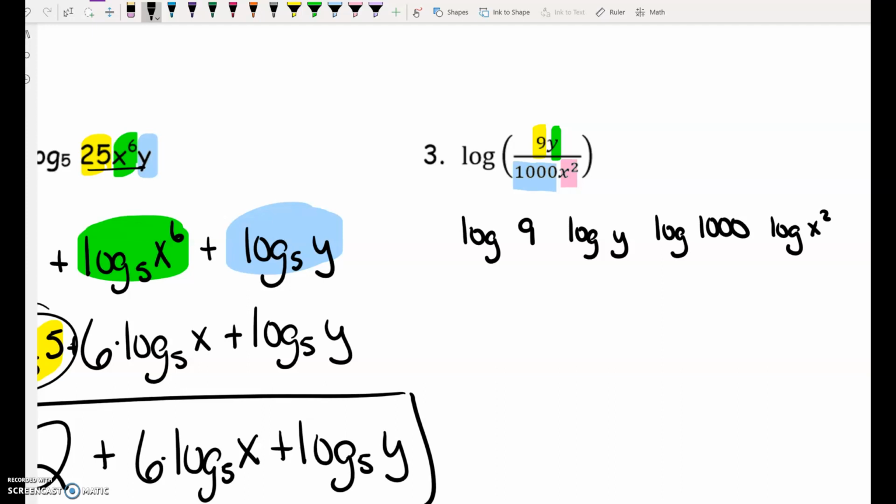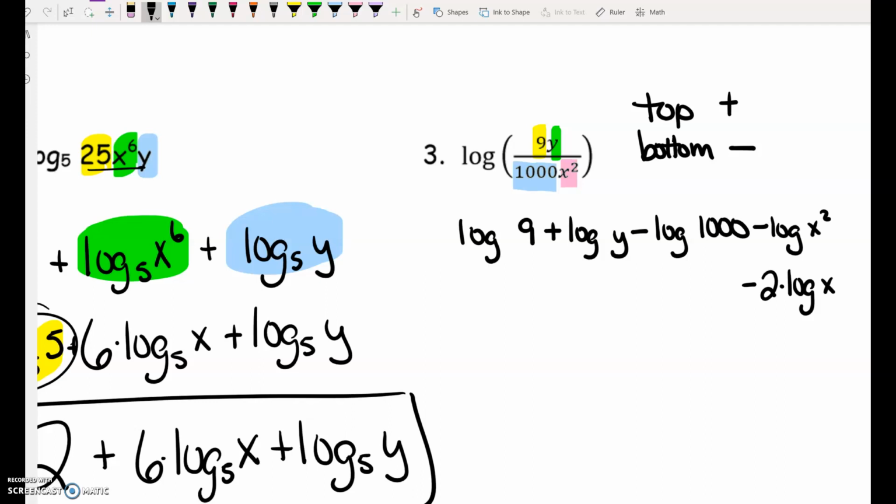Okay, the 9 and the y are on the top. So the first one needs to be positive. It always is, so you don't even need to put that in there. The y is on top, so that log is positive. The 1,000 is on the bottom, so that log is negative. The x squared is on the bottom, so that log is negative. If the thing is on the top, you put plus in between the logs. If the thing is on the bottom, you put minus in front of that log. Okay, now we have to deal with any exponents. So this last one is going to be 2 times the log of x.